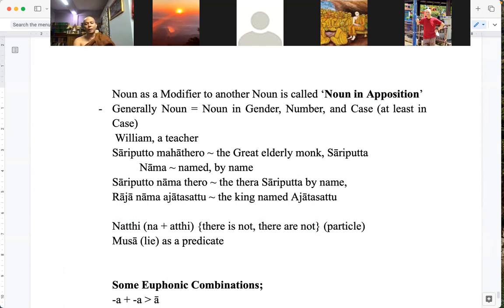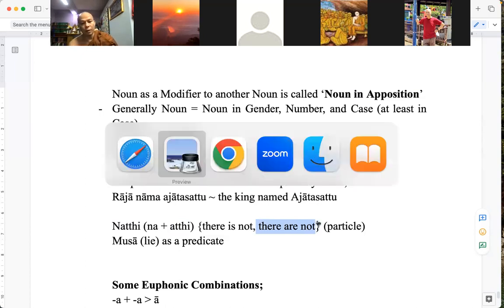Particle, nipata. So, na atthi. There is no is okay, but there are not. Actually here it is singular, present tense, third person singular. But the meaning there are not can also be found in Pali. So this is a particle, used as a predicate. So the example.